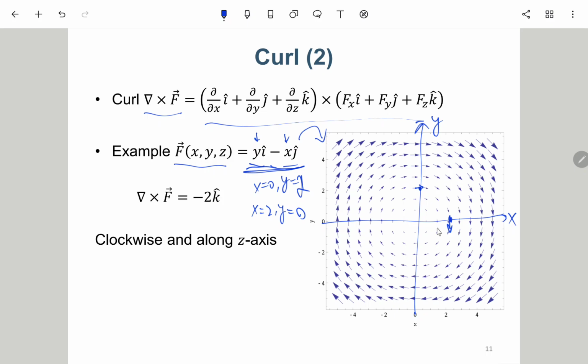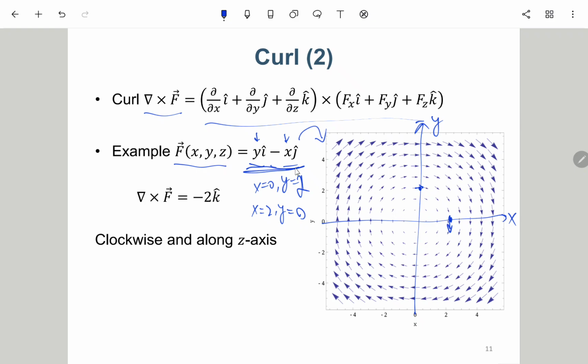So close to the origin it is weaker, because these two components are related to the coordinates. If x, y are larger, then you can imagine this F is larger. So close to the origin it is small, and far away from the origin it becomes larger and larger. And then for the direction, this one points to the right side, this one points downward, this one points to the left side, this one points upward. So it is like rotating clockwise.